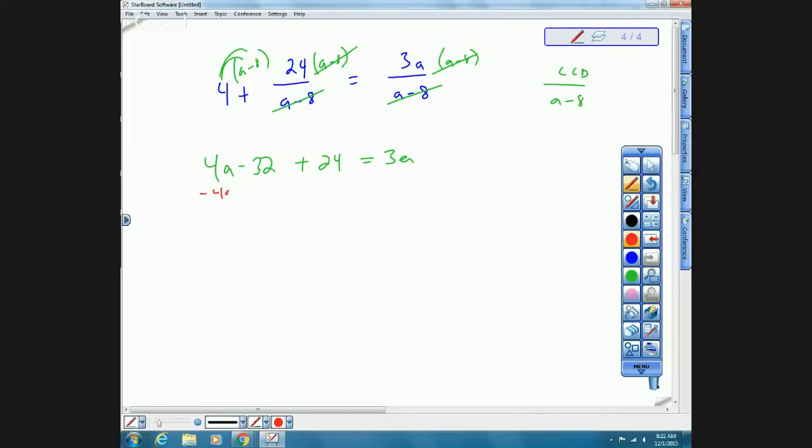So here, subtract the 4a from both sides. Negative a. Add these up, I get negative 8. And then I've got to divide by negative 1 to get the a by itself. So a is 8.